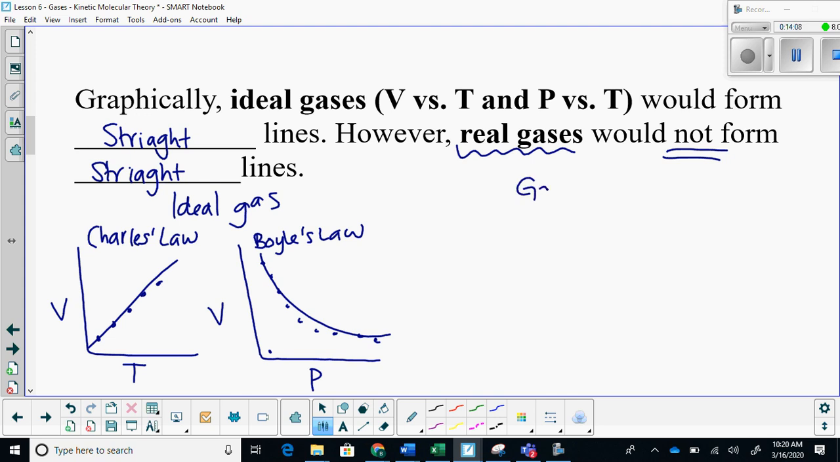So let's look at real gases. Let's do Charles again.